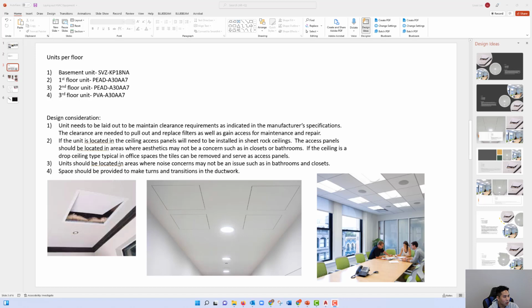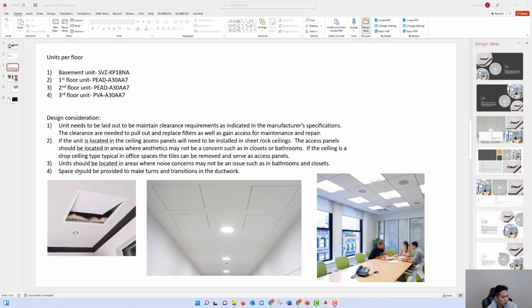Now the units should also be located in areas where noise concerns may not be such an issue, such as in bathrooms and closets. And generally you want to keep it out of places such as bedrooms, where noise can also be an issue, or an office space in a residential building, or a place such as a living room, where noise can be an issue. So you want to consider that as well.